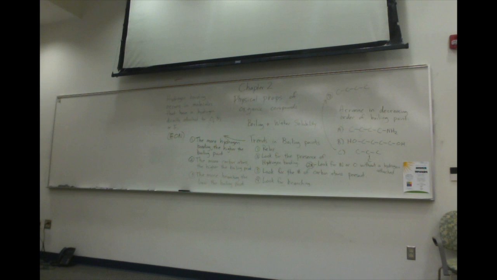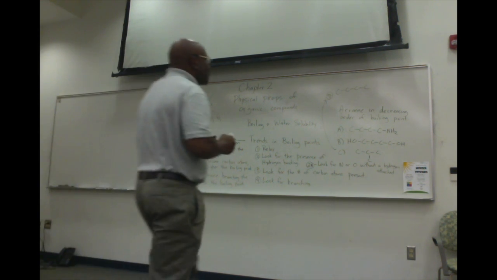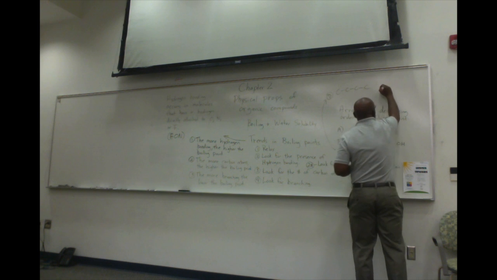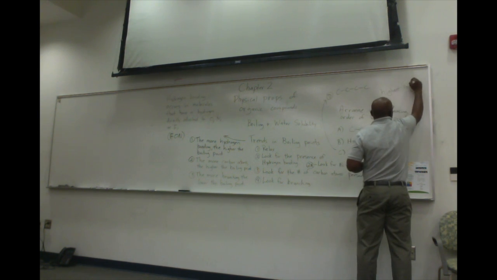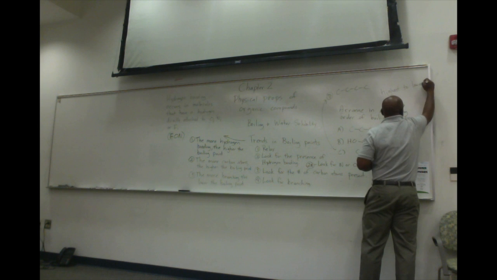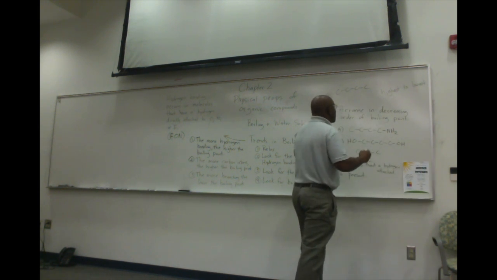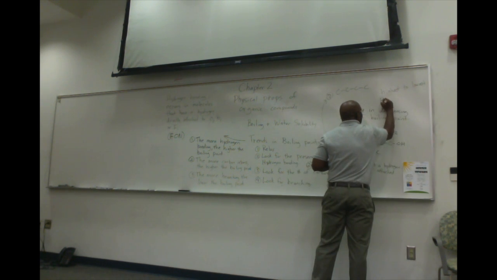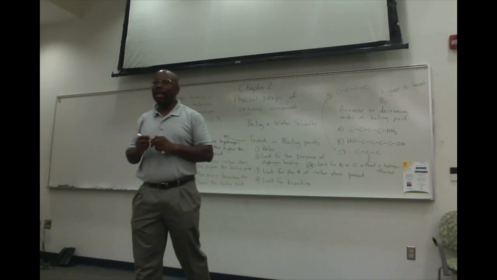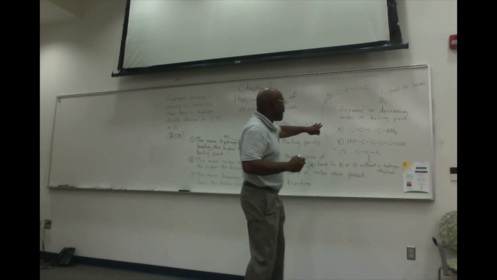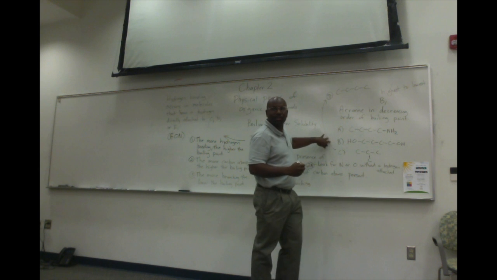Now let's move on to the decreasing order. We want to go from the highest boiling to the lowest. The highest boiling point is going to be B. The second highest will be A, because those are the 2 that have hydrogen bonding.